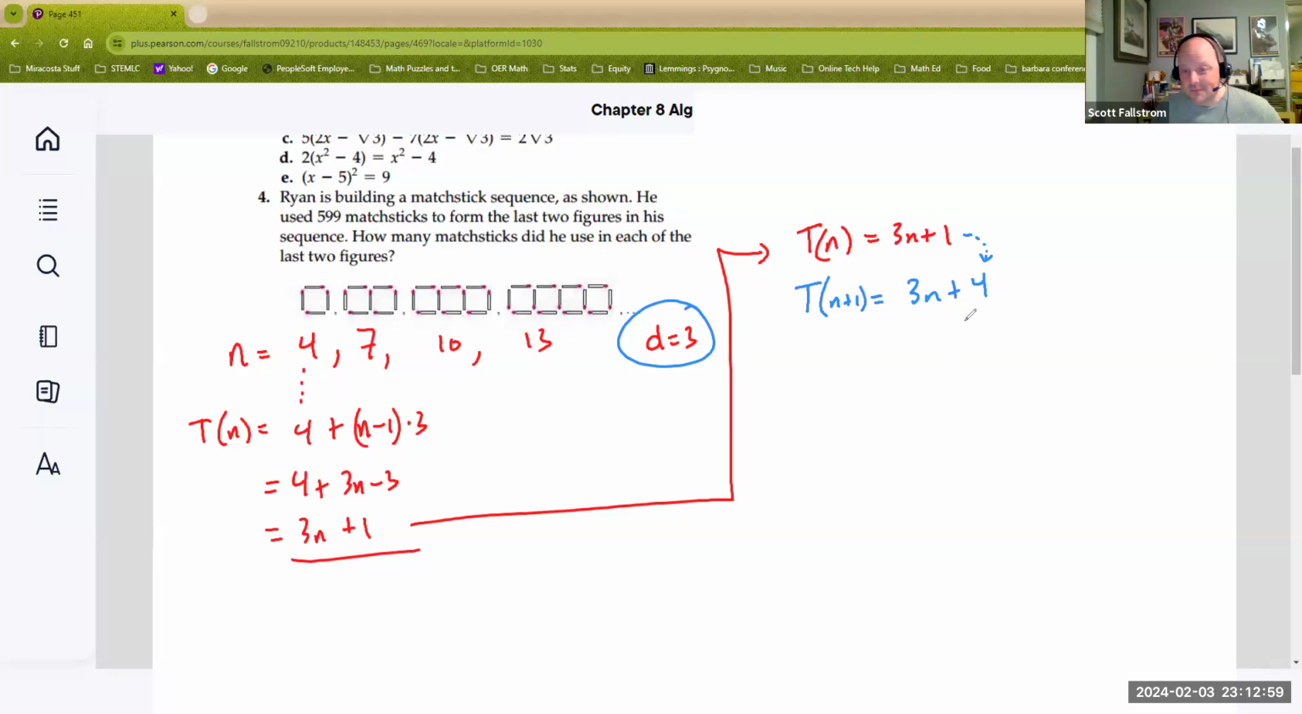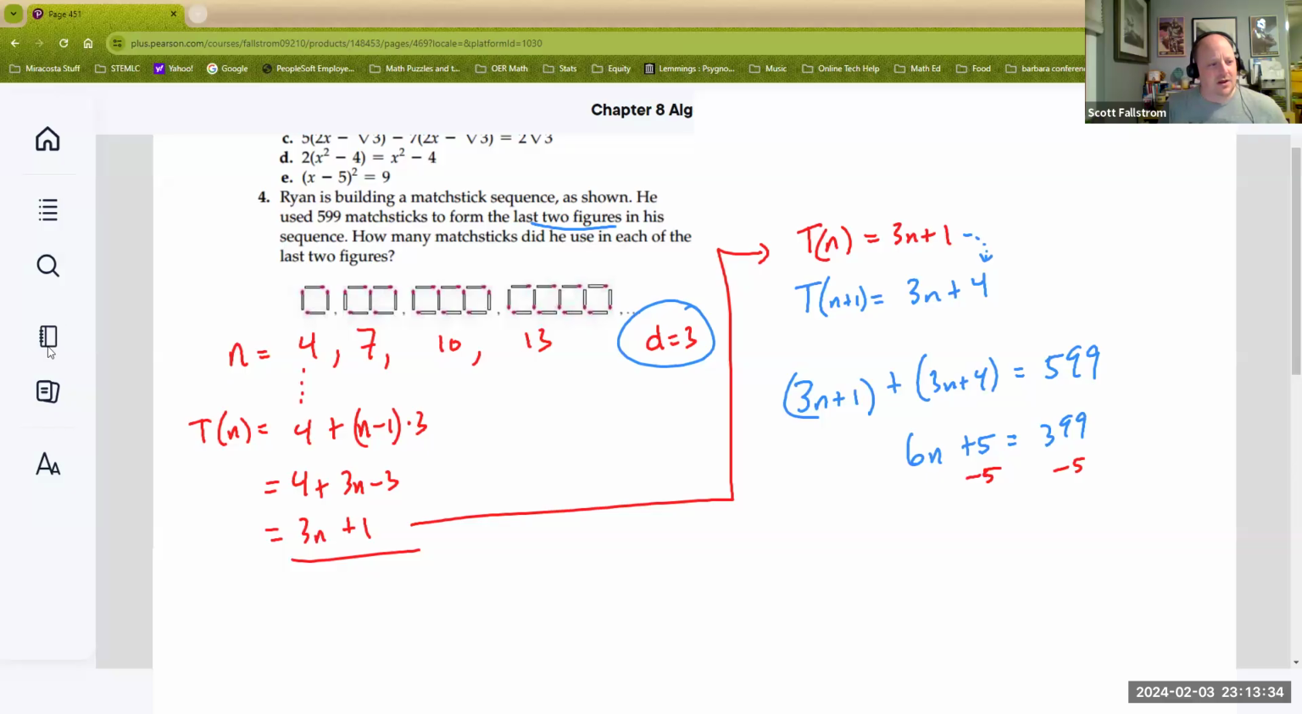Nothing wrong with that, right? So now what I want to do is find n, so I could solve for n. That means I'd have 3n plus 1, that's the nth term, plus the last two figures. So I'd add 3n plus 4, and that has to equal 599 toothpicks. Okay, so 3n and 3n gives me 6n plus 5 equals 399. And then I'll just subtract 5. Where's my red pen? There we go. Take away 5, and we'll come right back.